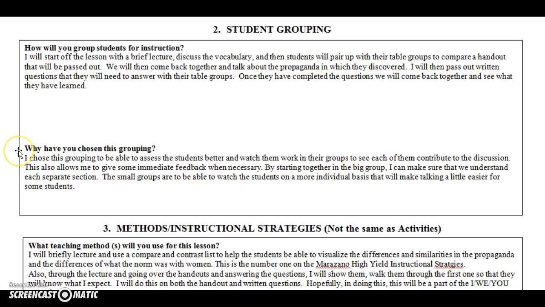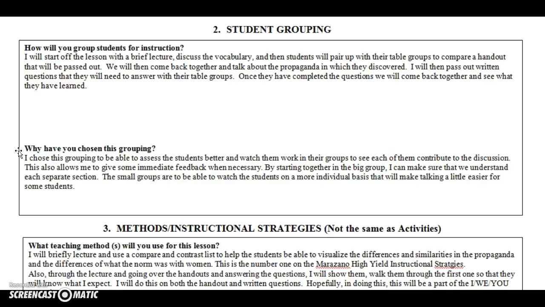Why have you chosen this grouping? I have chosen this grouping to be able to assess the students better and watch them work in their groups to see each of them contribute to the discussion. This also allows me to give some immediate feedback when necessary.